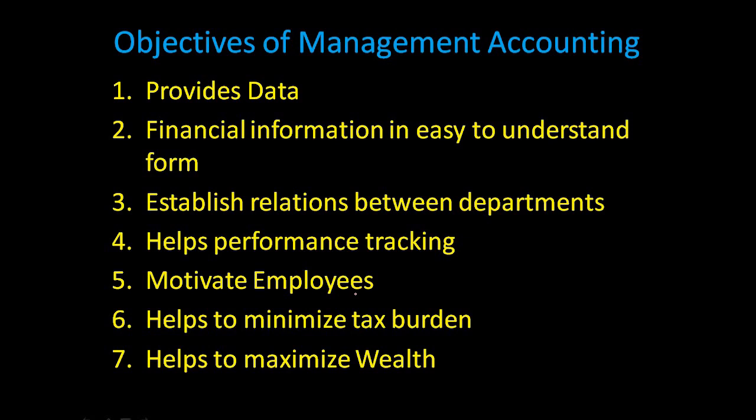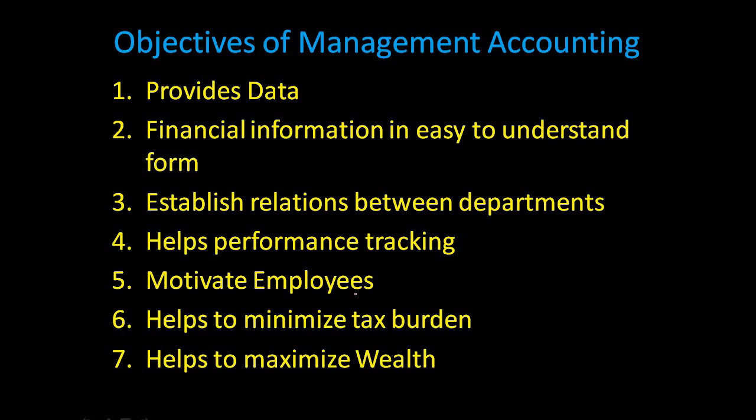All right. So now let's look at the fifth one, which says motivate employees. For each employee a certain target is set, and if they achieve it, they are given some incentives. Now that motivates every employee. First motivation, I want to achieve my target. Second motivation is getting those incentives. That really helps. Okay, now the sixth one, helps to minimize tax burden.